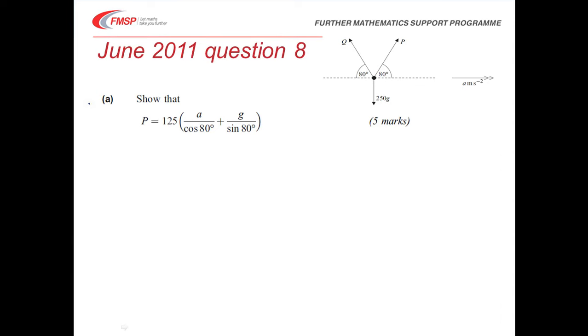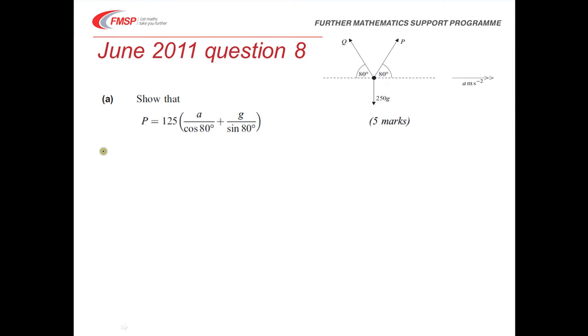Three forces are acting, two of them acting upwards but at an angle to the horizontal, the third one acting vertically downwards. The acceleration is in a horizontal direction, so in a horizontal direction we're going to be using F equals ma. In a vertical direction, since there's no acceleration vertically, the forces are going to cancel each other out. There's going to be equilibrium in a vertical direction.